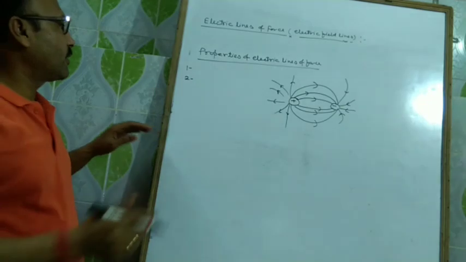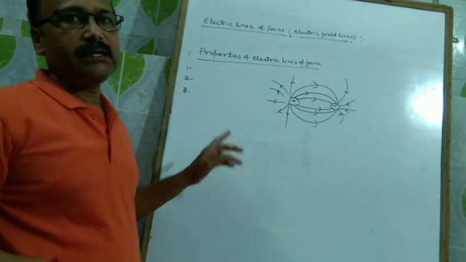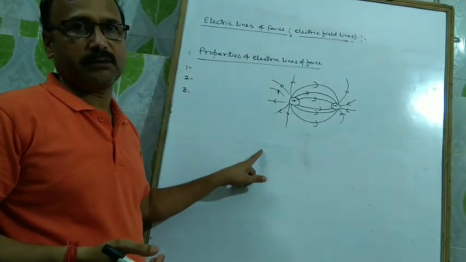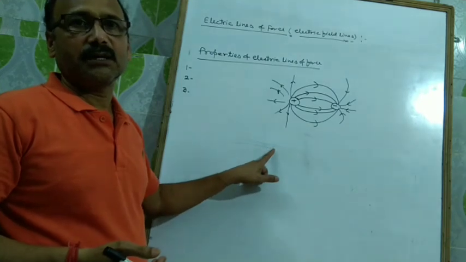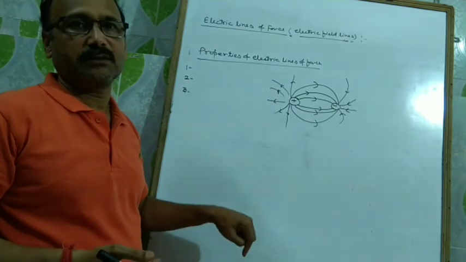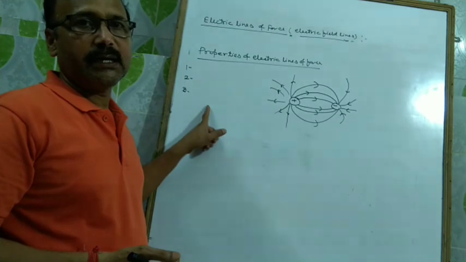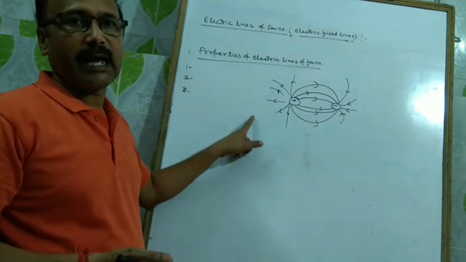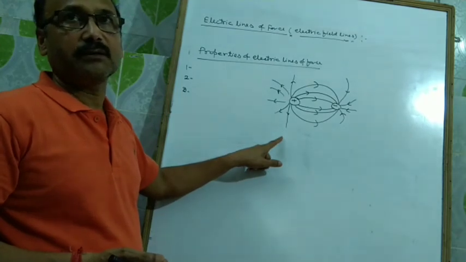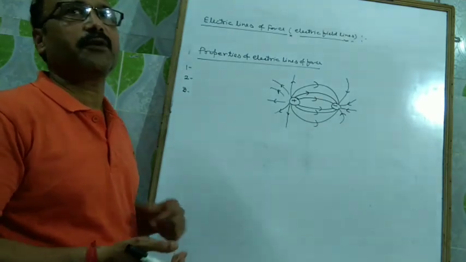Now next property, third property. The tangent to the electric lines of force at any point gives the direction of electric field intensity at that point. So I repeat this property: the tangent to the electric lines of force at any point gives the direction of electric field intensity at that point.